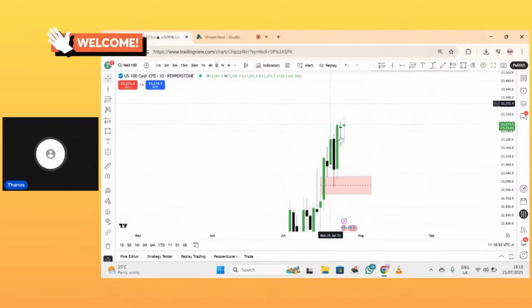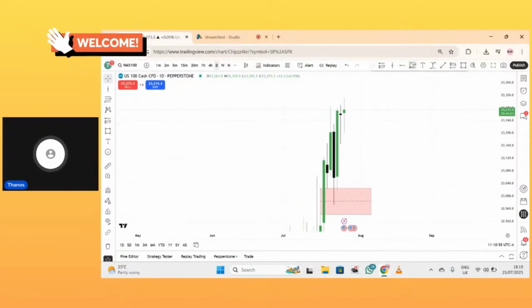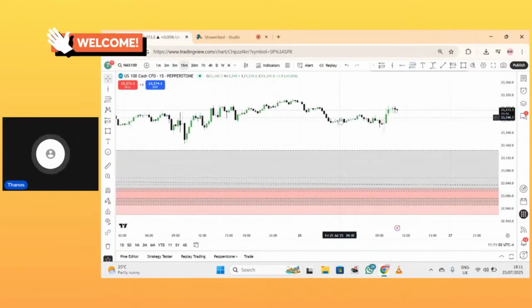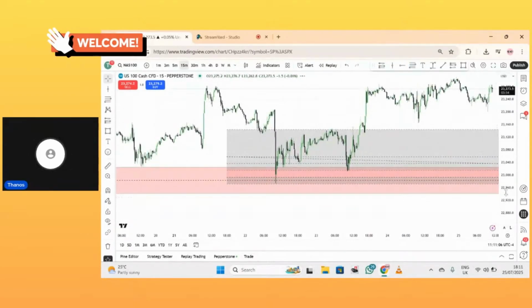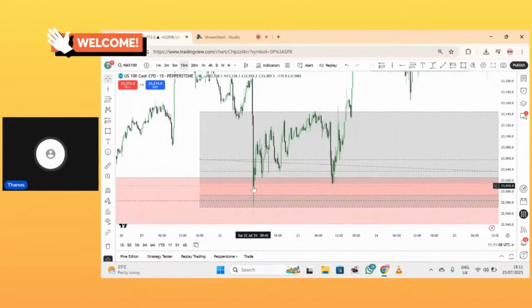So what will I do? I'll be expecting a measure of retracement into this week, this daily week, before I frame my buy on Wednesday. That is because this was on Tuesday, and as you can see, this is on Tuesday, and then the whole of this is on Wednesday. And this was a very good market maker buy model.